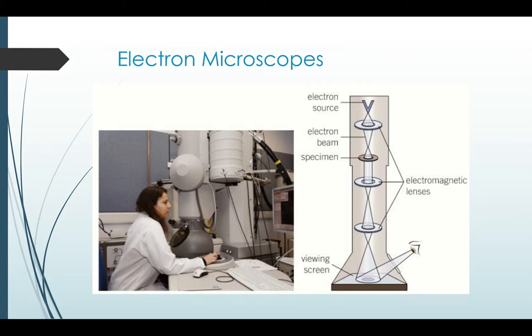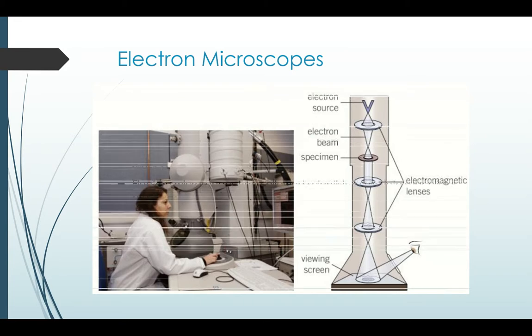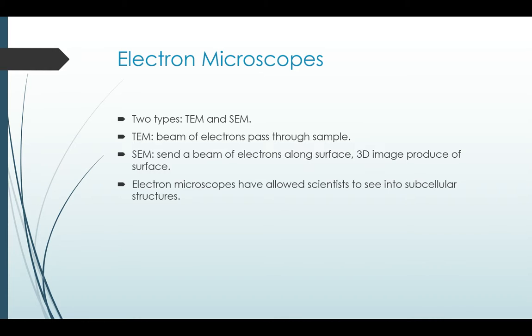And then there's electron microscopes, which, as you can see by the picture on the left, are a lot bigger and more complex, although some of them still work on the same theory as light microscopes, because there's two types, which is TEM and SEM. TEM sends a beam of electrons through the sample, whereas SEM sends a beam of electrons along the surface of the sample, and then it produces a 3D image of just that surface.